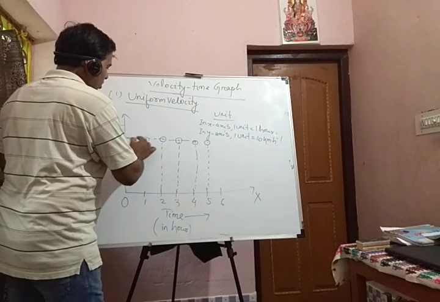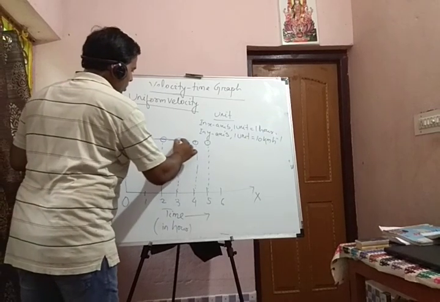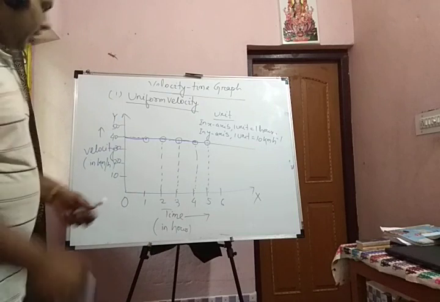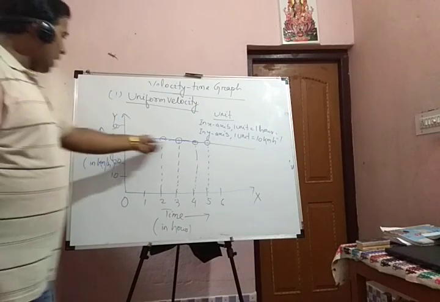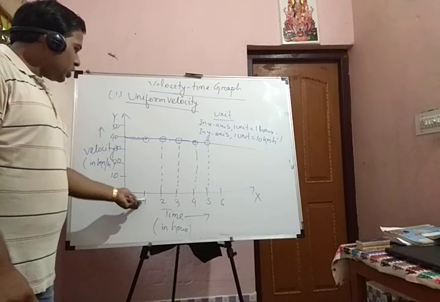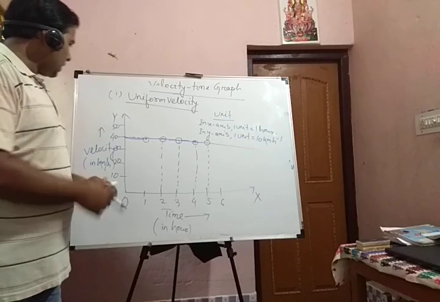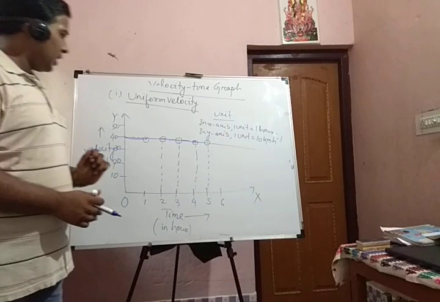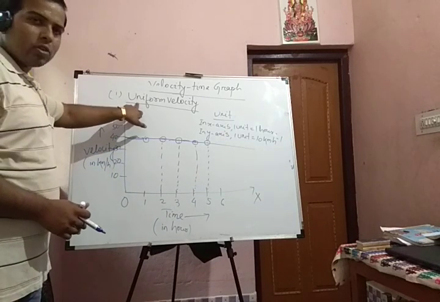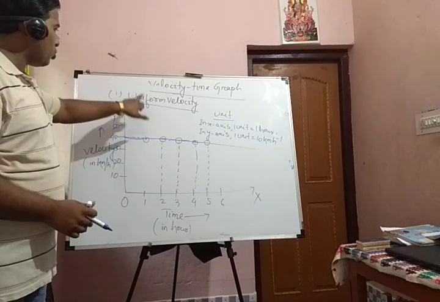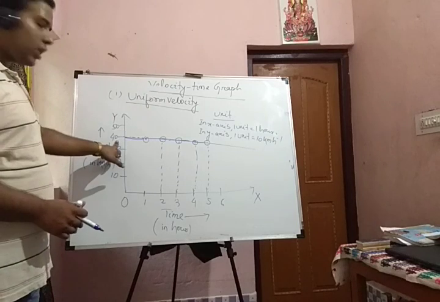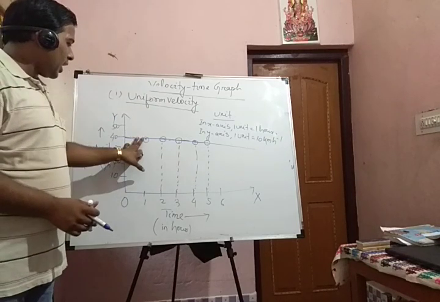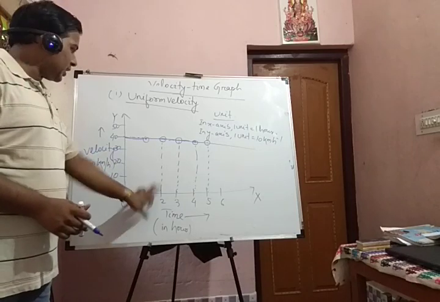If we join, a straight line will come which is parallel to the x-axis. This graph is a straight line parallel to the x-axis. As the velocity is constant, it is parallel to the x-axis. So it is a case of uniform velocity. When the body is moving with uniform velocity 40 km per hour, the graph is like this. The graph is parallel to the x-axis.